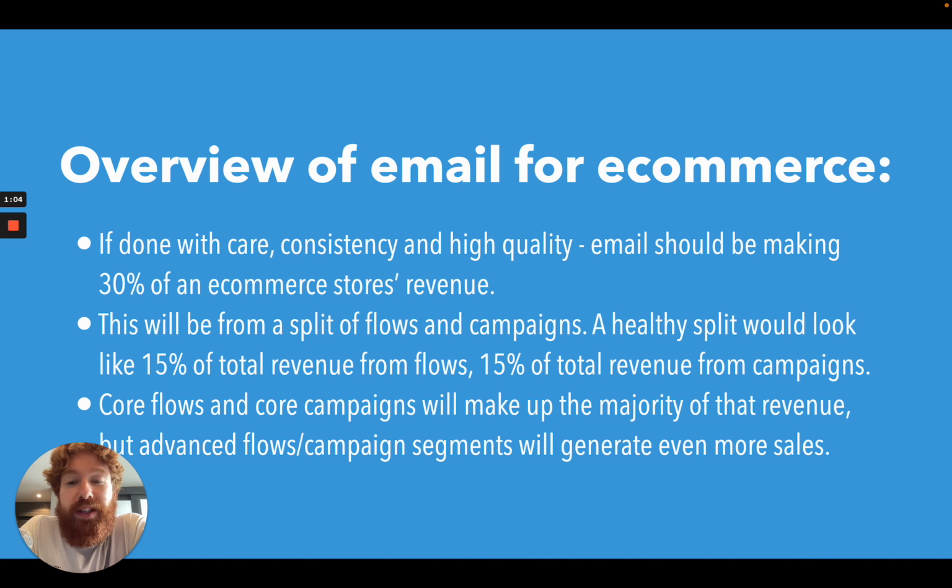So this will be from a split of flows and campaigns, and a healthy split would typically look like 15% of your total revenue, and this is your total store's revenue, from flows, and then around 15% total revenue from campaigns as well. So basically a 30% split, and then split that 50-50 down the middle. But of course, it could also be fine if you go either way, and maybe you make 70% from flows and 30% from campaigns. That's also okay. Just means a little bit more work could be done on the campaign side.